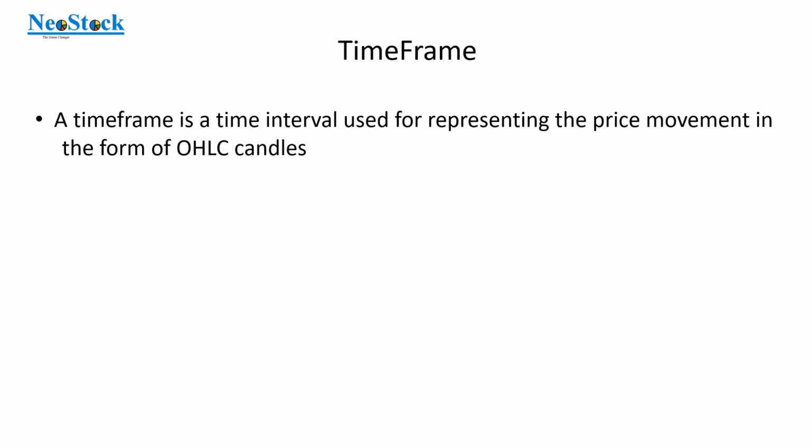The candle duration could be only 15 minutes. Within that 15 minutes, what is the open price, what is the high price, what is the low price, and what is the close price? Or maybe the duration could be 60 minutes, that is 1 hour. Within that 1 hour, what is the open price, the high price, the low price, and the close price? Exactly the same way, the duration could be 1 day. Within the trading day, what is the open price, the close price, the high price, and the low price?